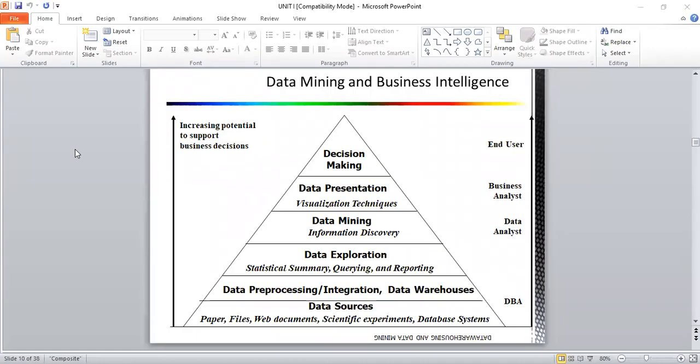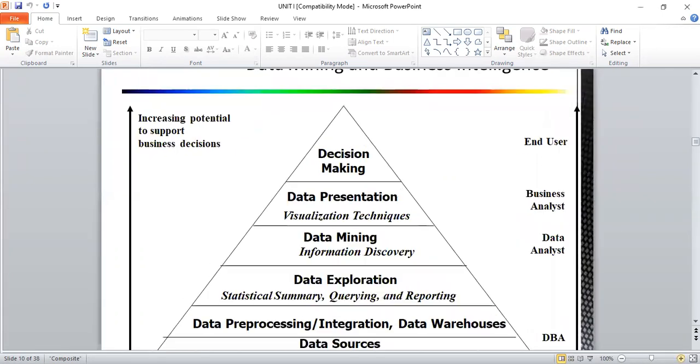Okay, so our next topic, after KDD, knowledge discovery in databases, which we have covered in the previous slides, is data mining and business intelligence. We want to see how it relates with business intelligence. That is the point over here. Here the term that is written is business intelligence. What basically is business intelligence, that we have to see first.